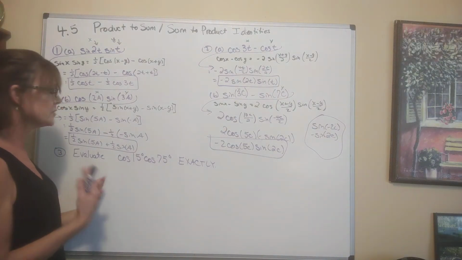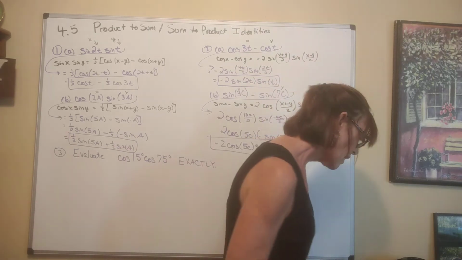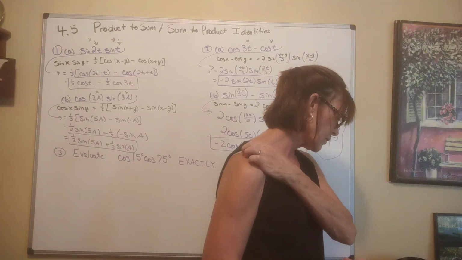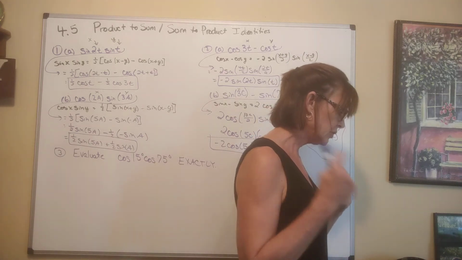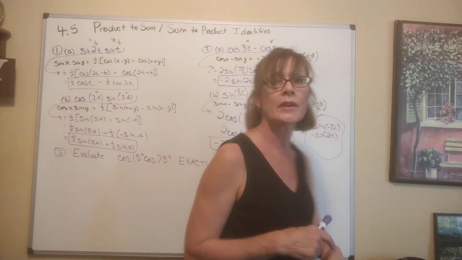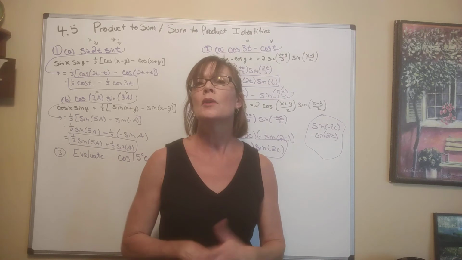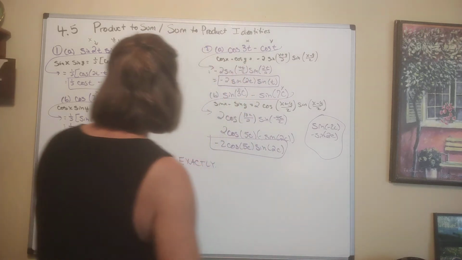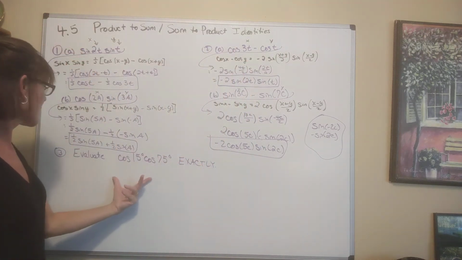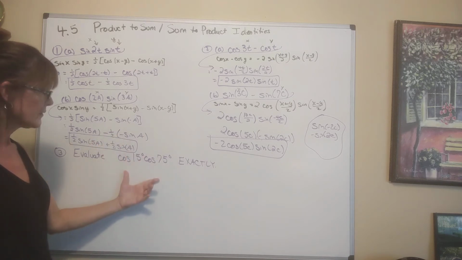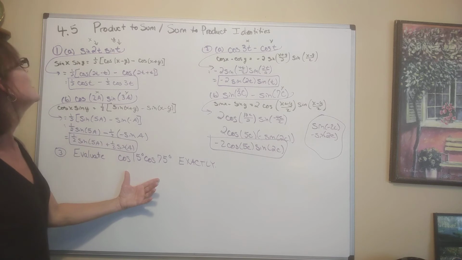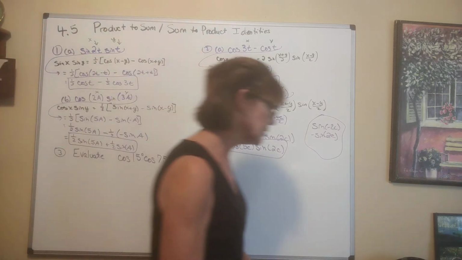Okay, so here are the instructions for 3. It says evaluate the cosine of 15 degrees times the cosine of 75 degrees exactly. Use an appropriate identity. Exactly means no calculator, so let us do it exactly. Let's evaluate this cosine of an angle times the cosine of an angle. How can we evaluate that? Well, look at the identities you're given.